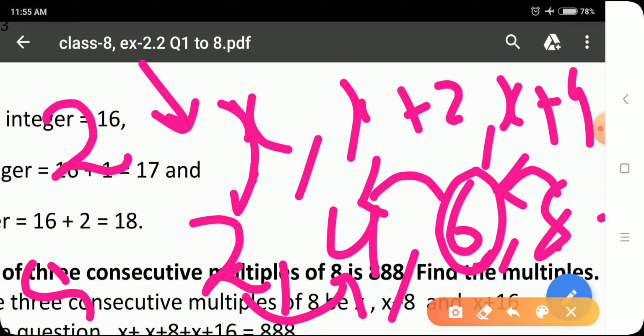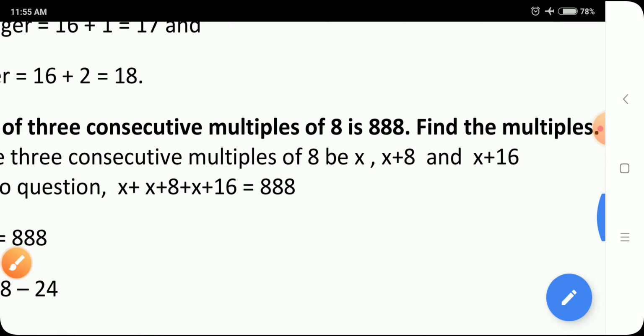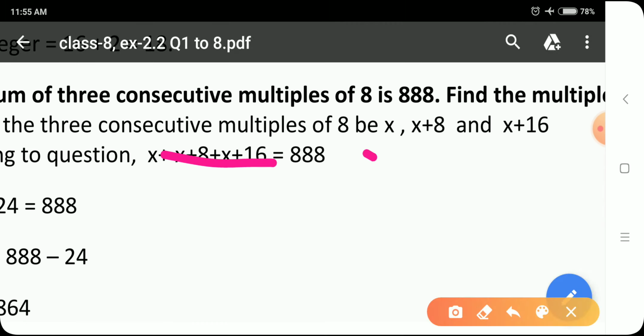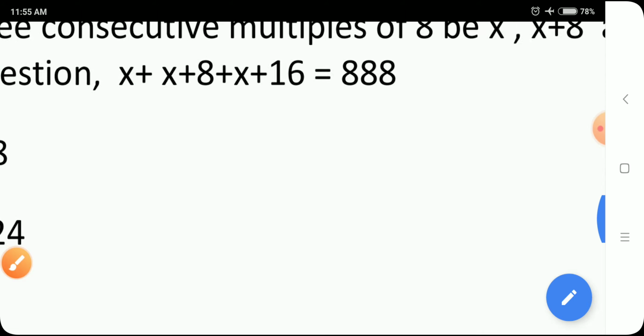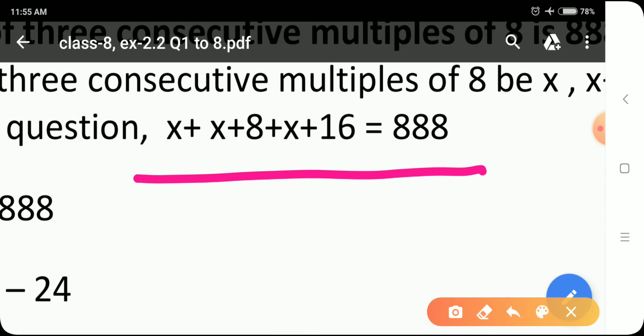Similarly, you can find the multiples of 8. If you add 8 to the previous number, you will get the next multiple. So let us take the three consecutive multiples of 8 as x, x plus 8 and x plus 16. According to the question, these three are added and your result will be triple eight.